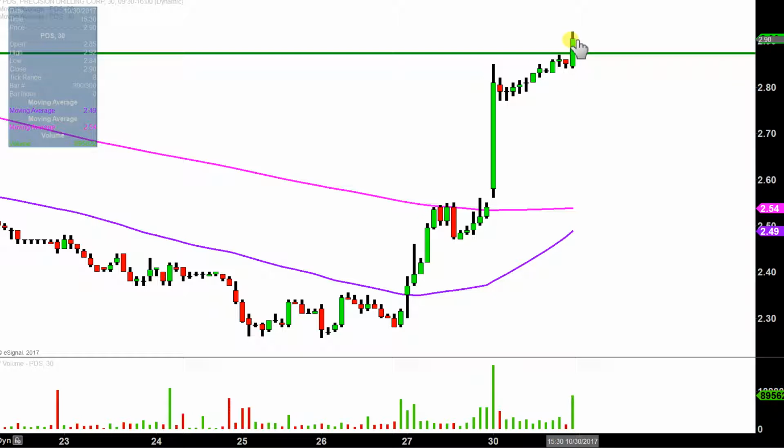I use the word ideally because in the event the price does fall below it, by no means am I saying that the entire chart's ruined or anything like that. I'm not saying that at all. But if the price can manage to stay up above that 288 mark, then that would certainly be a huge sign of power on the bulls' part.